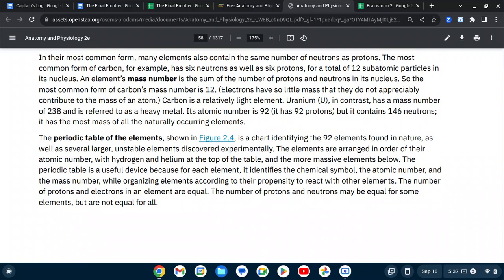The periodic table of the elements shown in Figure 2.4 is a chart identifying the 92 elements found in nature, as well as several larger unstable elements discovered experimentally. The elements are arranged in order of their atomic number, with hydrogen and helium at the top of the table, and the more massive elements below. The periodic table is a useful device because for each element, it identifies the chemical symbol, the atomic number, and the mass number, while organizing elements according to their propensity to react with other elements. The number of protons and electrons in an element are equal. The number of protons and neutrons may be equal for some elements, but are not equal for all.